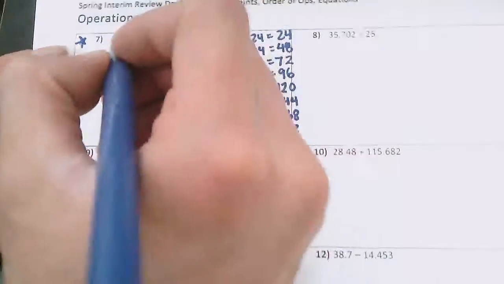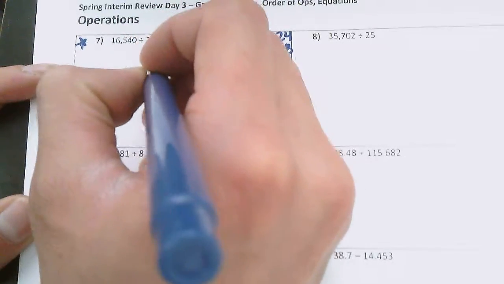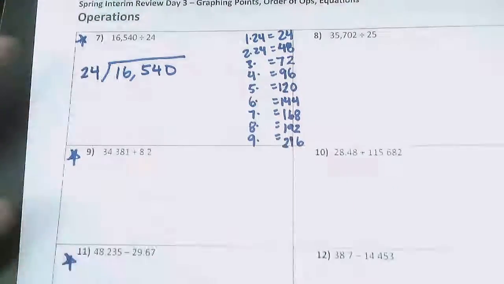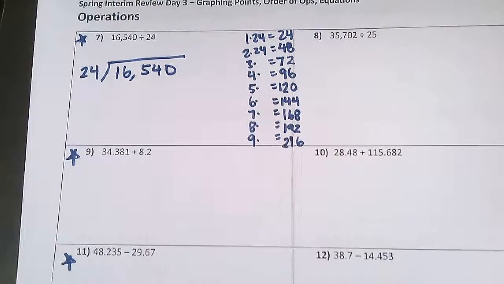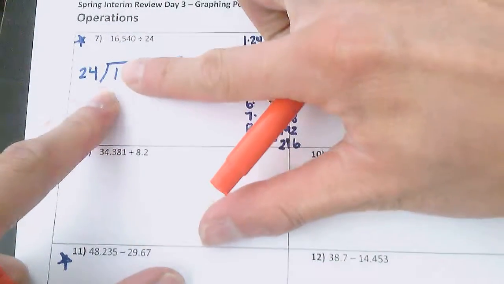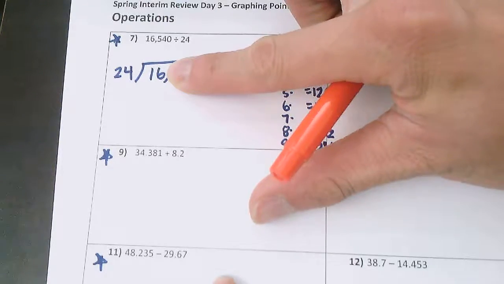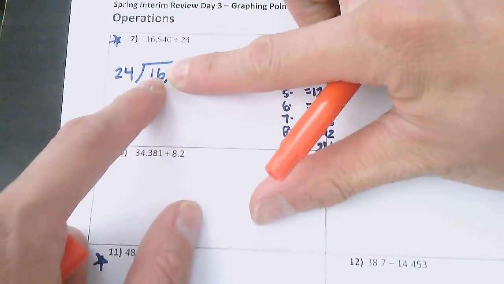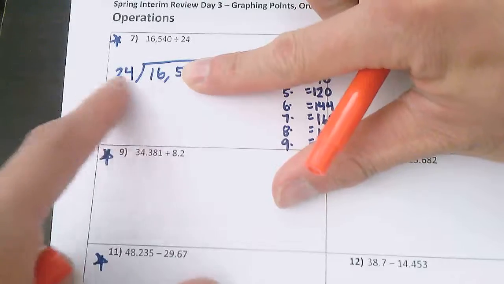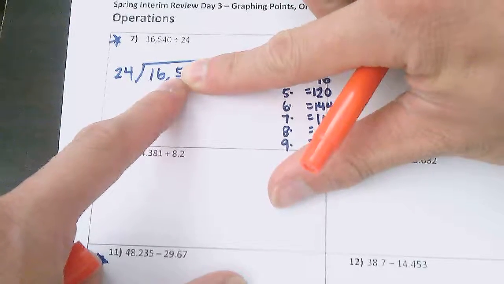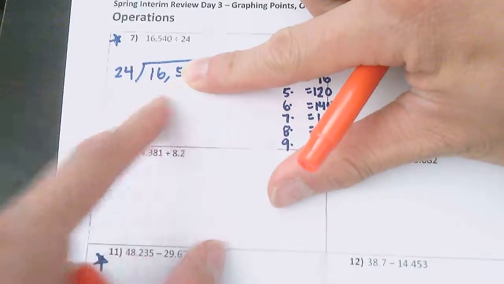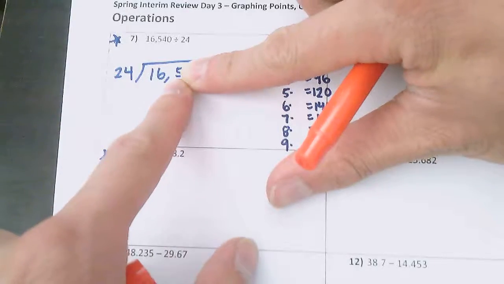Okay. Now I can use this as a reference when I'm solving this. So let's set up our problem here. 16,540 divided by 24. Okay. So first I check. Can 24 go into 1? Nope, it cannot, too small. Add another number. Can 24 go into 16? Nope, 16 is too small. Can 24 go into 165? Yes, it can. 165 is bigger than 24. How many times can 24 go into 165?